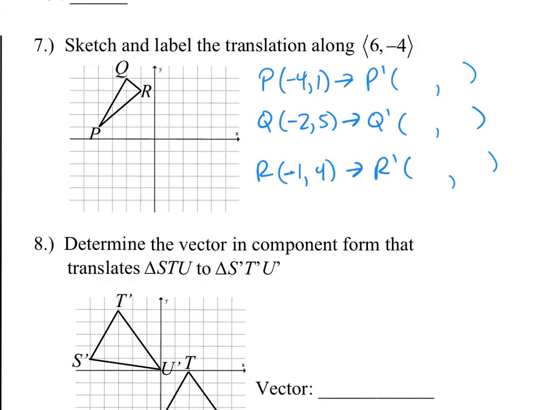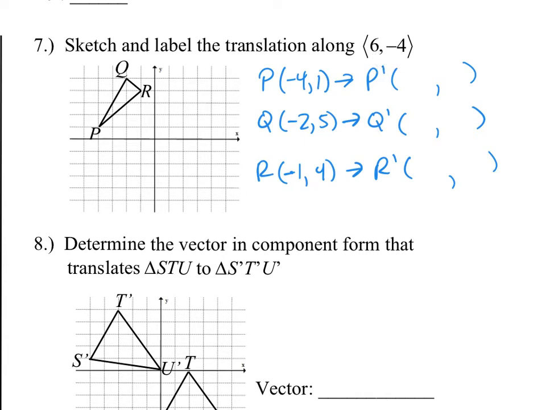Okay, so now let's take a look at number 7 that asks us to sketch and label the translation along. Remember, this is how we indicate a vector in component form. Notice these grouping symbols, these pointy grouping symbols. That tells you you're looking at a vector. So these are not the coordinates of a point. These indicate a horizontal change and a vertical change.